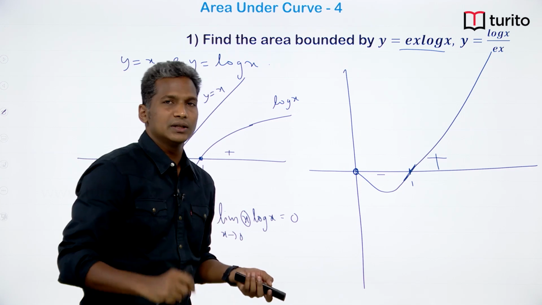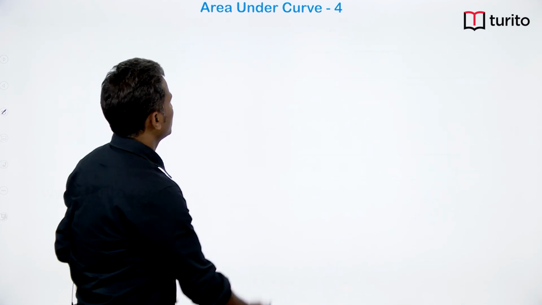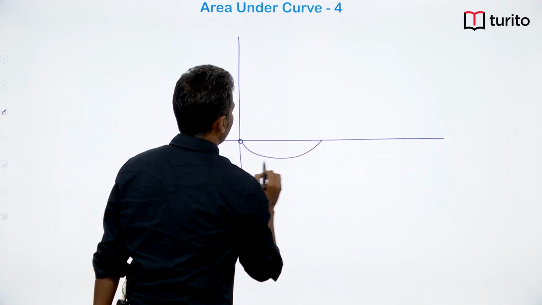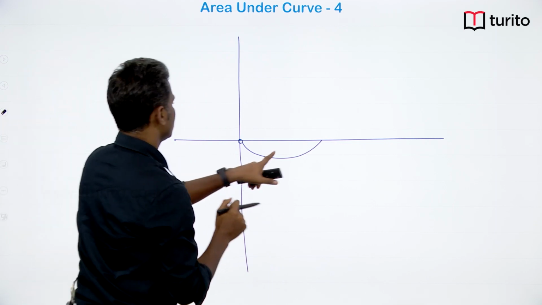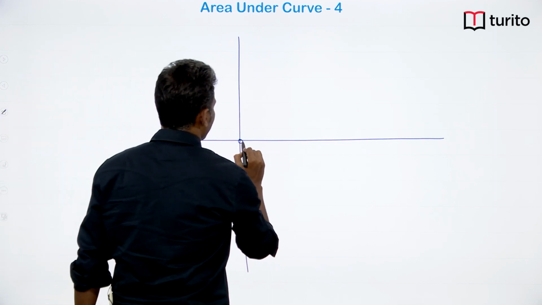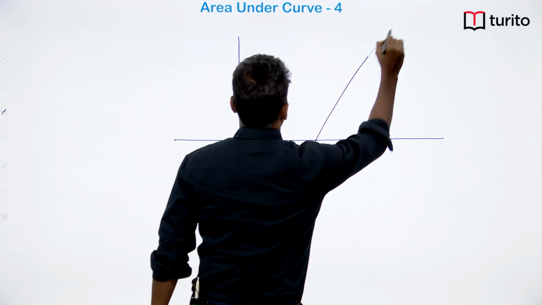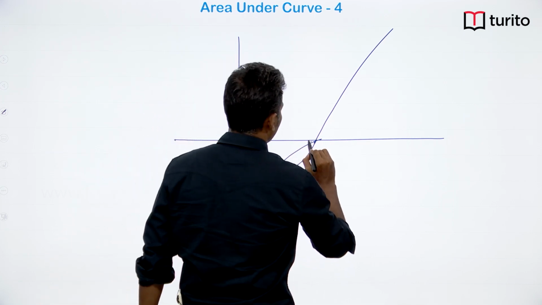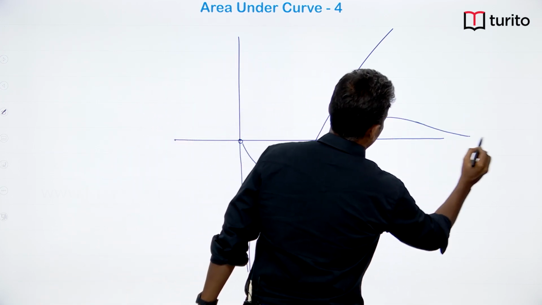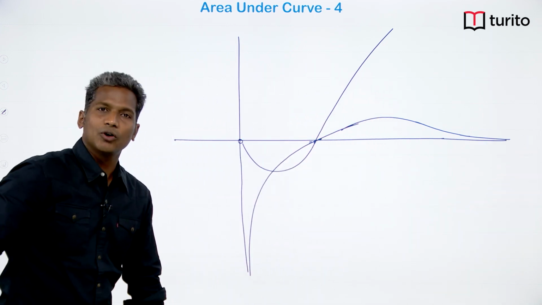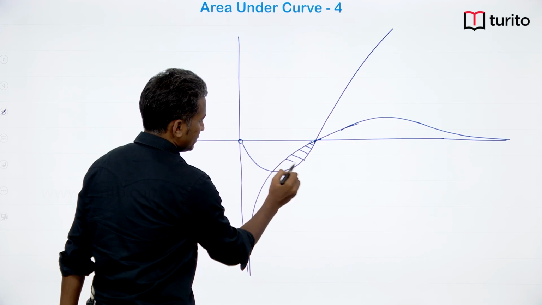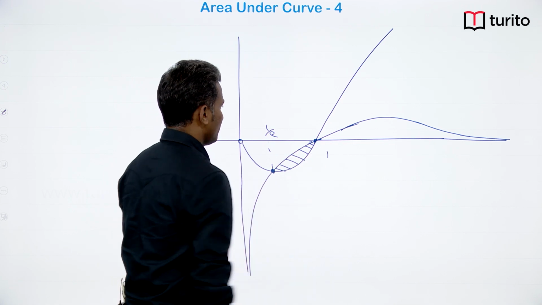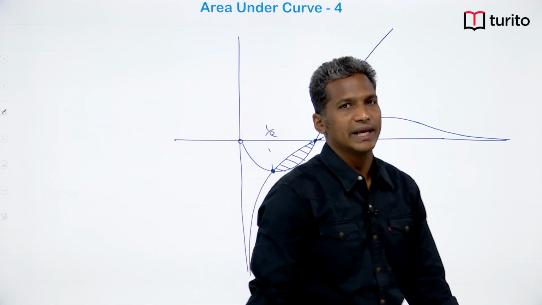Now, if we want to find the common area, we have to draw both graphs together and observe. So, one graph is behaving like this, the other graph is behaving like this. Okay. Now, what will be the common area? Here we can observe that this is the common area and this value is 1 by e and this value is 1. So, basically between these two values we have observed the area.